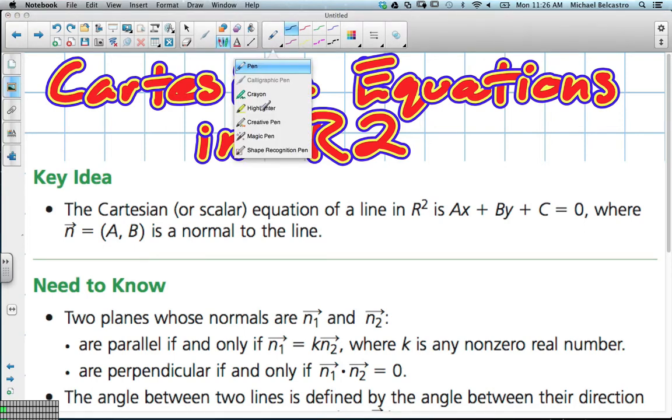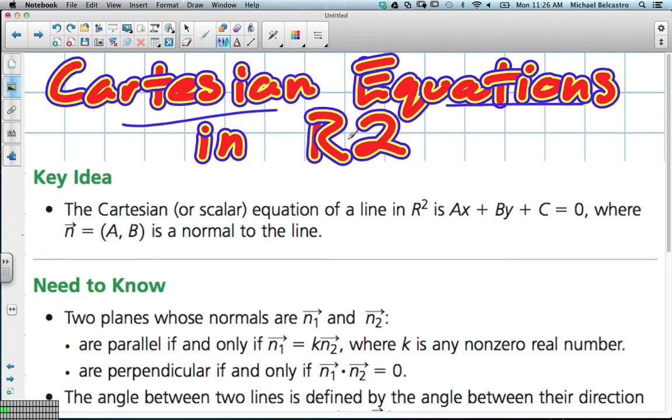We're going to go over Cartesian equations in two space. And specifically, we're going to go over the Cartesian form of an equation and how it relates to normals. Okay, so we're going to be working in two space.